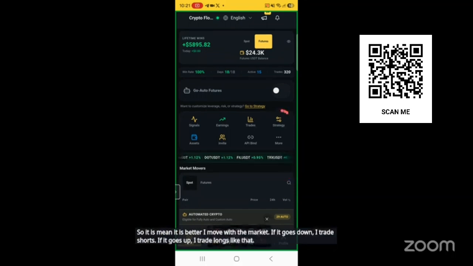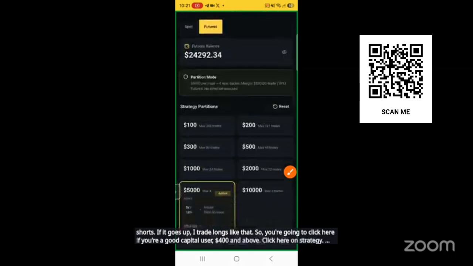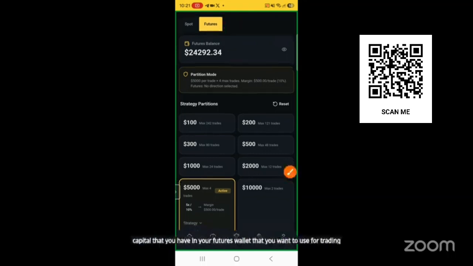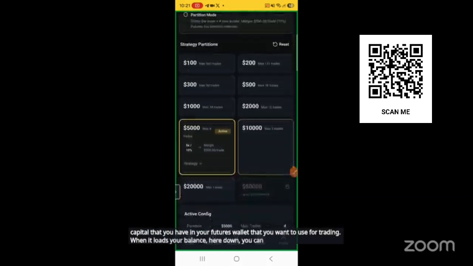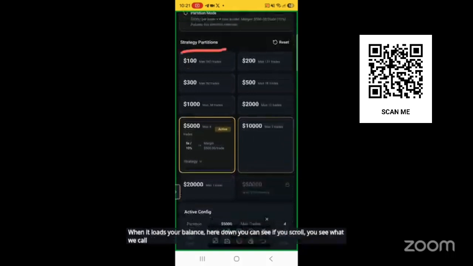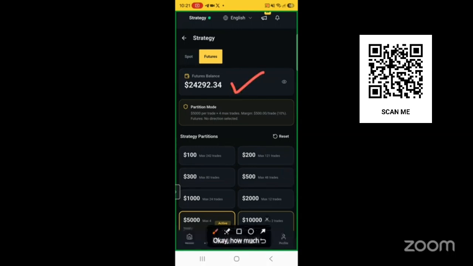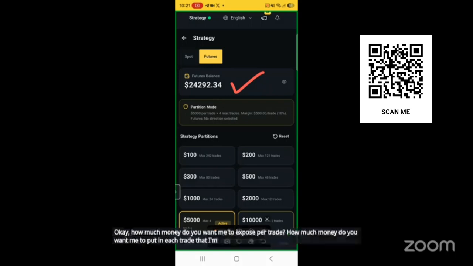So you're going to click here if you're a good capital user, $400 and above. Click here on strategy. When you click on strategy, now this is very, very important. It is going to load the capital that you have in your futures wallet that you want to use for trading. When it loads your balance, here down you can see, if you scroll, what we call strategy partitions. What do these strategy partitions mean? The bot is asking you, I have seen your balance, but how much money do you want me to expose per trade? How much money do you want me to put in each trade that I'm going to open for you? That is what it's asking you.